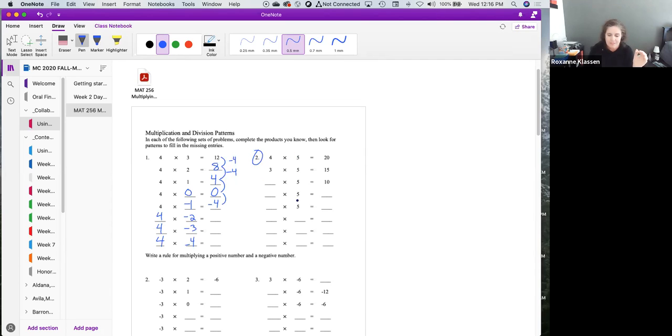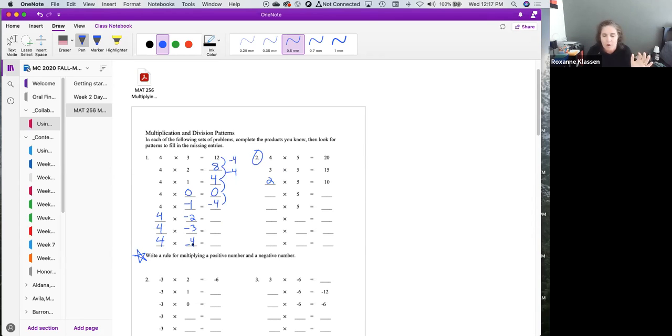Notice now that the second factor is the one that's staying constant. So you're going to fill in 5s here. This last column, I showed you the product of 4 and 5, 3 and 5, and then this would be 2 and 5. So fill this in only with patterns. Then I want you to write a rule for multiplying a positive number and a negative number.